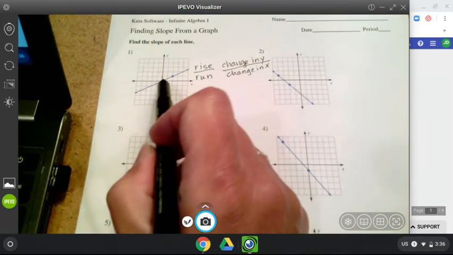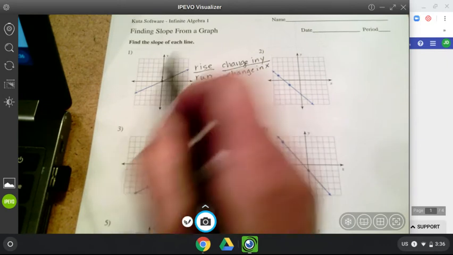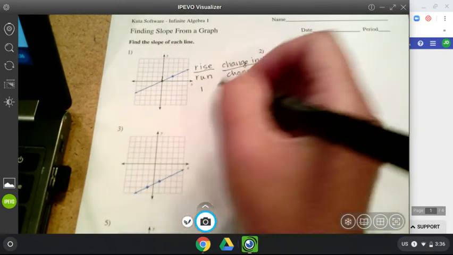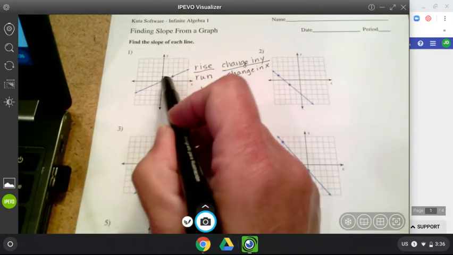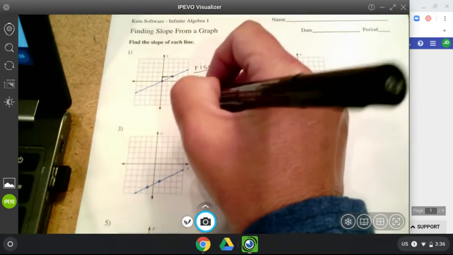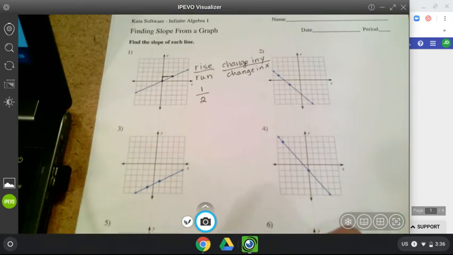So if I were to go from this point to this point, I would rise up 1. So that's a positive direction when we go up. And I would run over to the right 2. So those are both positive directions.